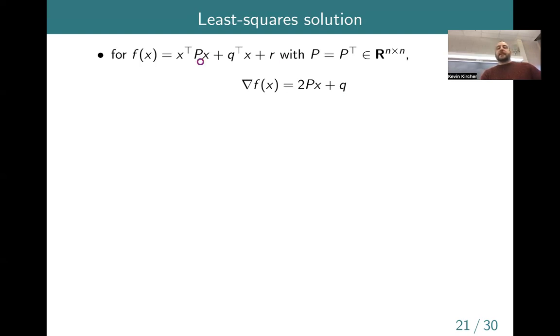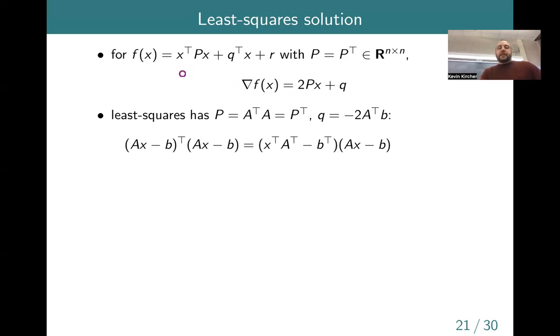If you think of this in dimension 1, so x is a scalar, then here we just have P times x squared, where P would be a scalar, plus q times x plus r. If you took the scalar derivative of that, you'd get 2px plus q. So that's all that's showing up here, but in this nice matrix form.